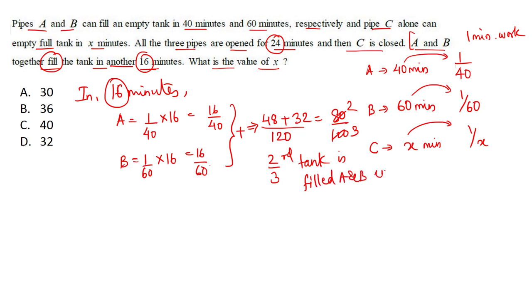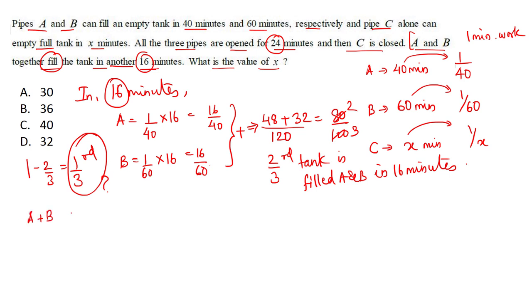Fine? In 16 minutes. So, how much is remaining? 1/3, right? Total tank is 1, out of that 2/3 is filled, so 1/3 remains. Who is going to fill this 1/3 tank? This 1/3 tank will be filled by A plus B, and C. Now over here, A and B are filling the tank and C is emptying the tank. So the work done by C will be subtracted.